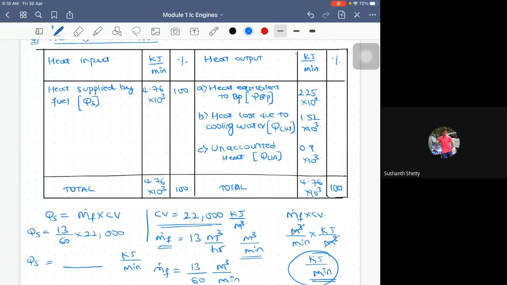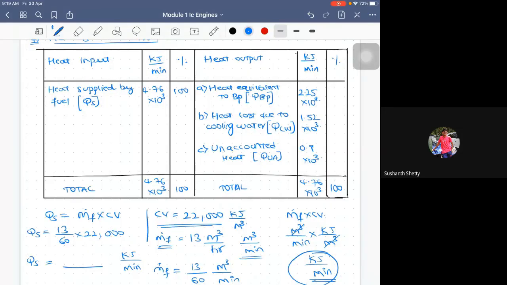Now what you have to do is calculate the percentage. How to calculate the percentage? This particular value divided by this value into 100. That gives 47.26, so 47.2% is being converted into BP.